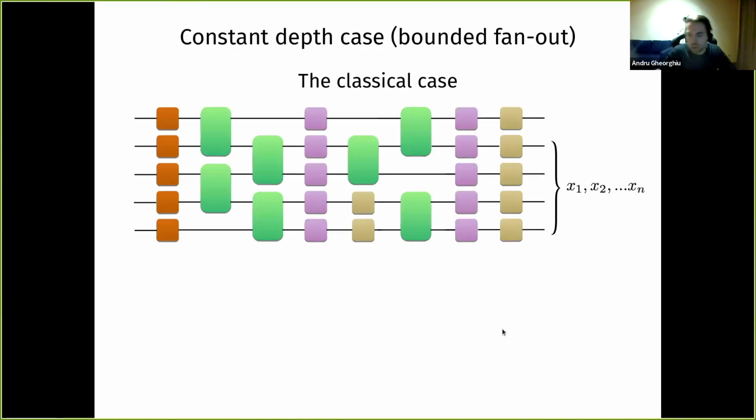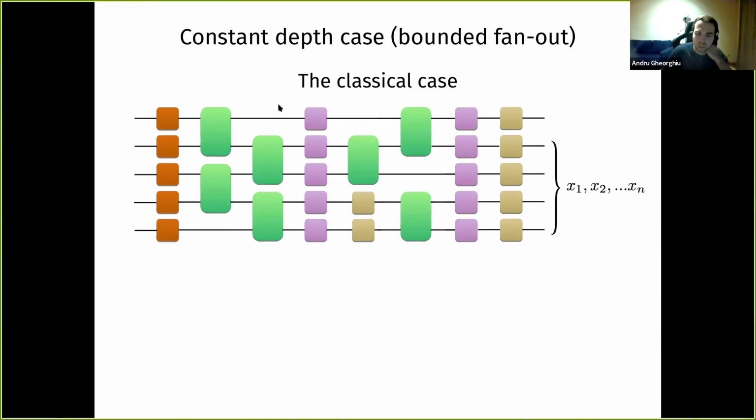Okay, so maybe I should just pause for a second to ask if there are questions before talking about the constant depth case and bounded fan-out. Okay, so if not, what happens now if we look at the constant depth case and we have bounded fan-out in our circuit and also bounded fan-in?